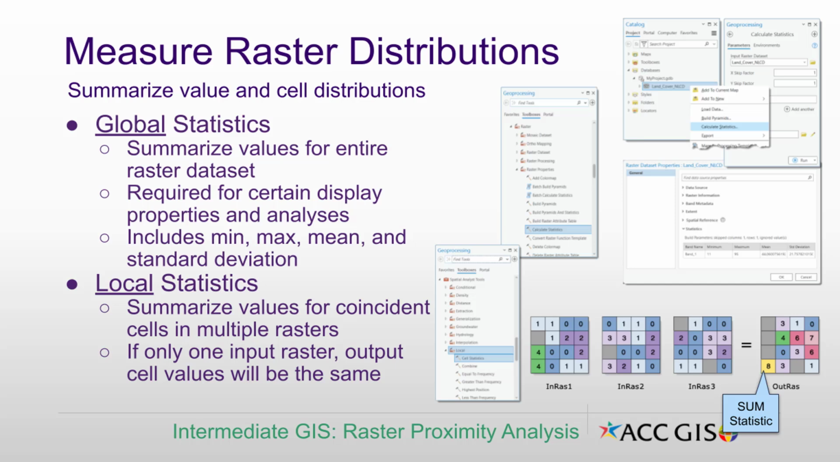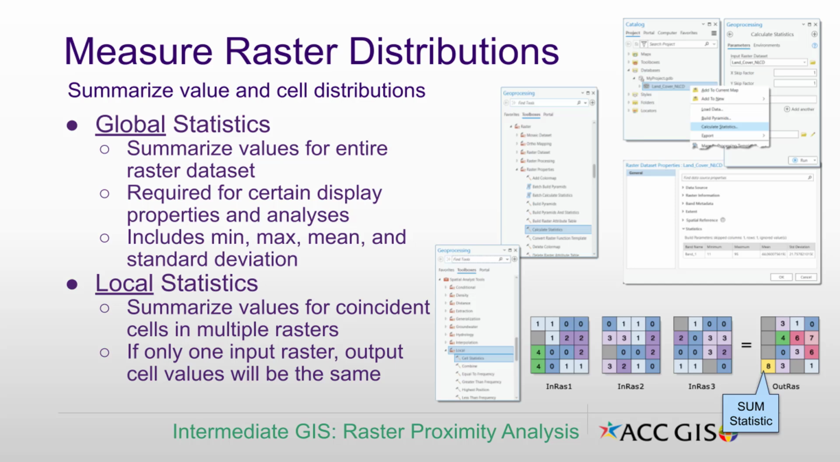You cannot run certain analyses without generating the statistics first, so the software knows, for example, what the minimum and maximum values are. The types of statistics we calculate for the entire raster data set include min, max, mean, and standard deviation. In the example on the right in the catalog pane, I've right-clicked on the land cover NLCD raster data set and selected Calculate Statistics. That opens up the Calculate Statistics geoprocessing pane, where I select that raster data set and click Run.